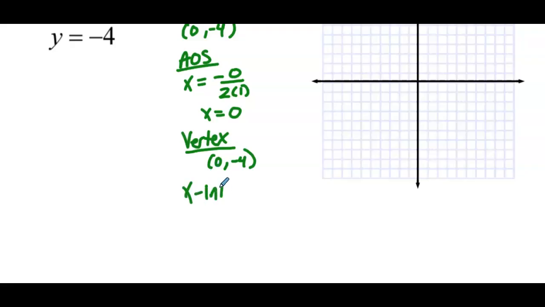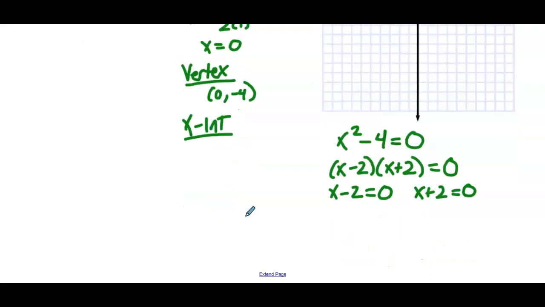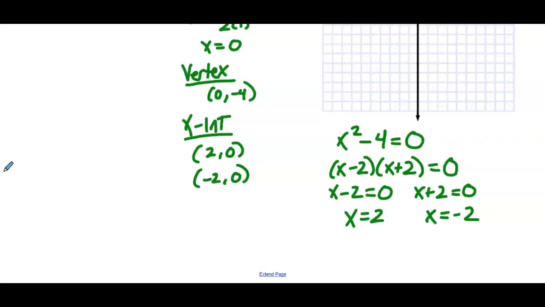Then we need to find our x-intercepts. So x squared minus 4 equals 0. So we have x minus 2 times x plus 2 as our factors. So either x minus 2 equals 0, or x plus 2 equals 0. So we have either x equals 2 or x equals negative 2. So we have 2, 0 and negative 2, 0.